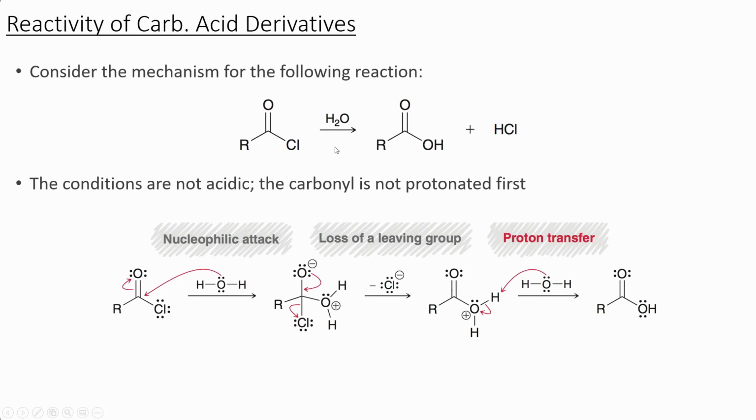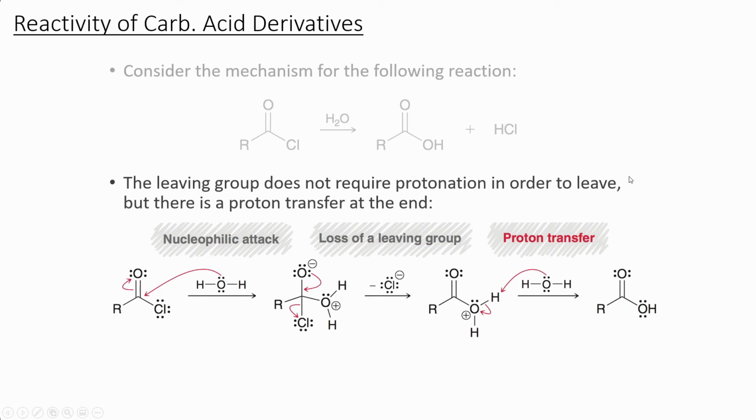We have an acid chloride reacting with water to form a carboxylic acid and HCl as a byproduct. In this case, the conditions are not acidic, so the carbonyl will not be protonated at first. Our first step will be nucleophilic attack, then the oxygen collapsing to eject the leaving group, and our last step will be a proton transfer to yield the carboxylic acid product.